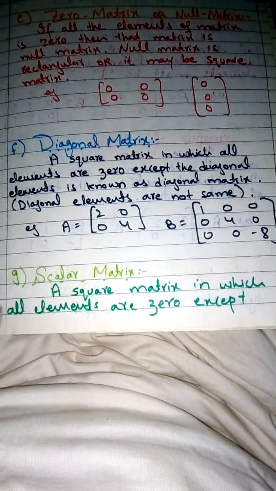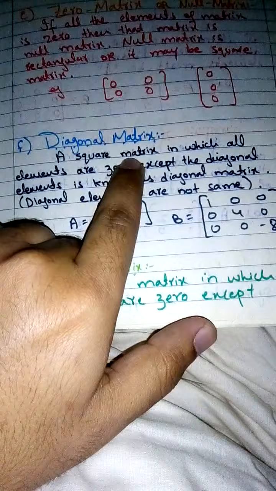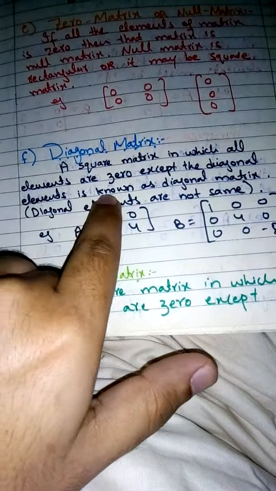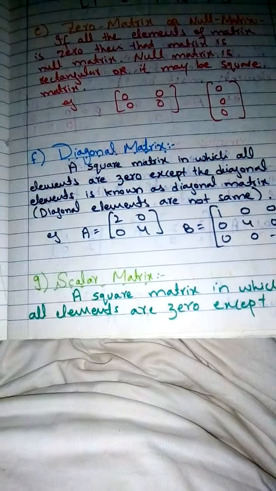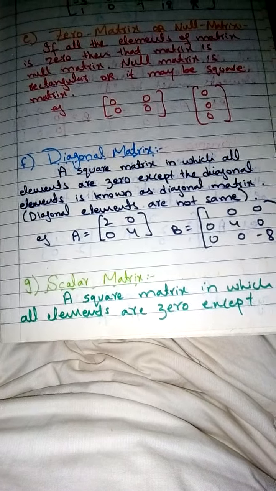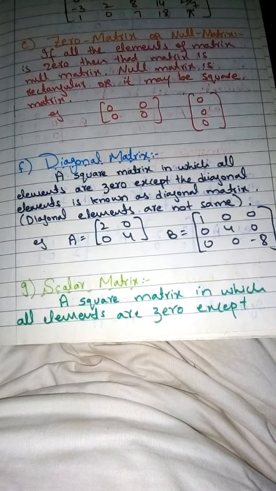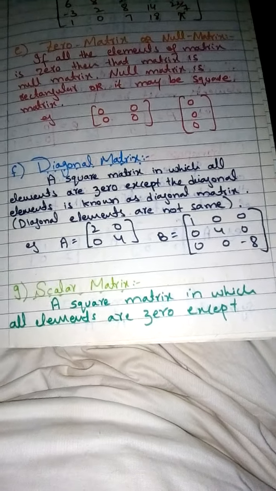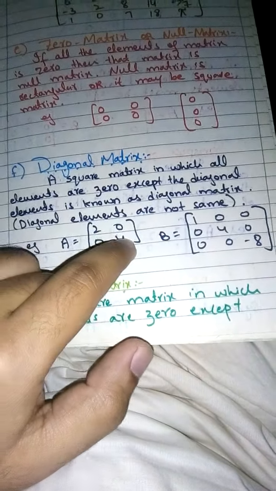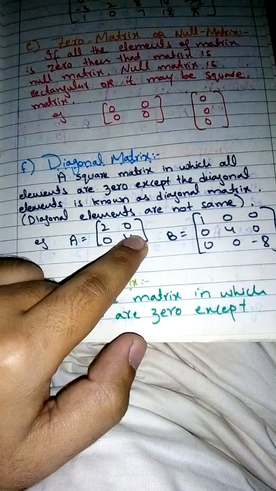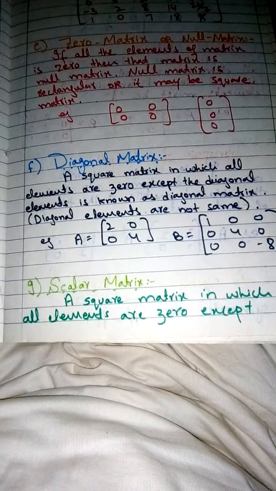According to the definition, a square matrix in which all elements are zero except the diagonal elements is known as a diagonal matrix. So the first thing, the matrix must be square and all entries are zero except the diagonal entries. So what are diagonal entries? These are diagonal entries. First element of first row, second element of second, third element of third, fourth element of fourth, and so on are the diagonals.